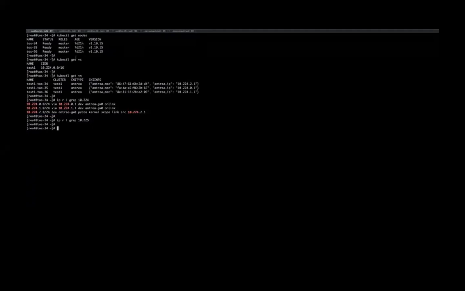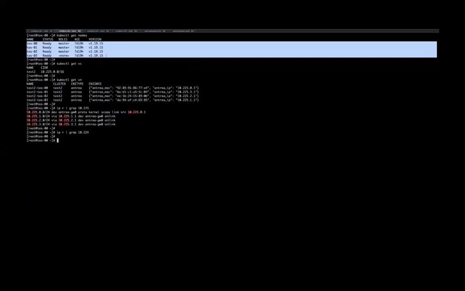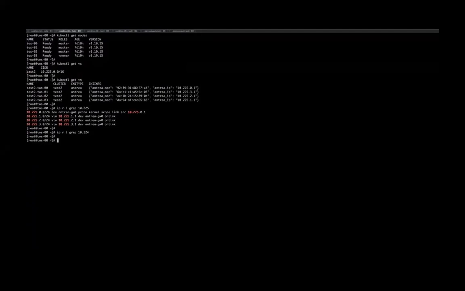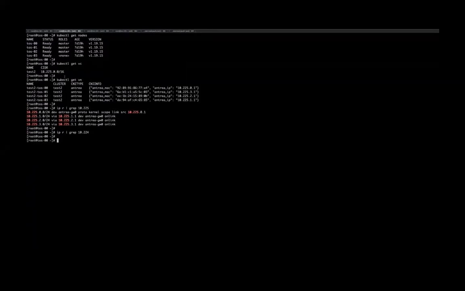Next, look at the second cluster. There are 4 nodes. The name of the cluster is test2. Pod IP block is 10.225, different from cluster 1. Antrea resource information contains 4 nodes, and the CNI type is also Antrea, with CNI information. Also check the host route.